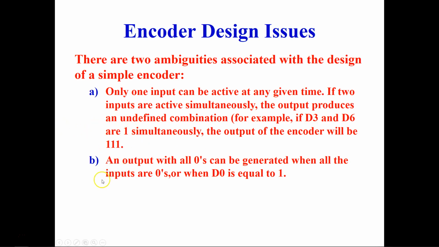Now let's read the second point. An output with all zeros can be generated when all the inputs are zeros, or when D0 is equal to 1.